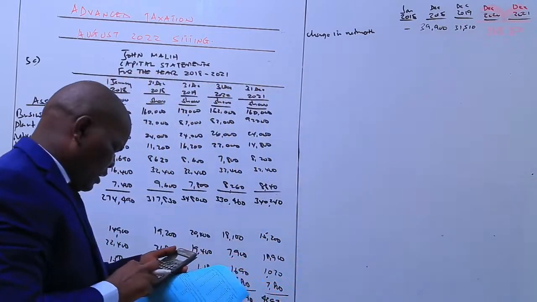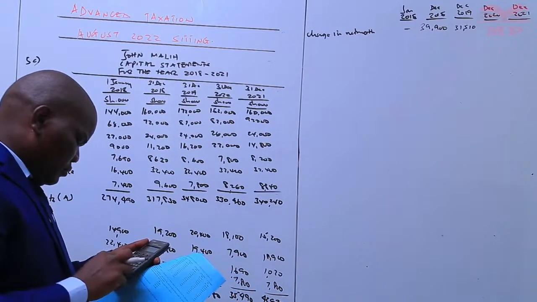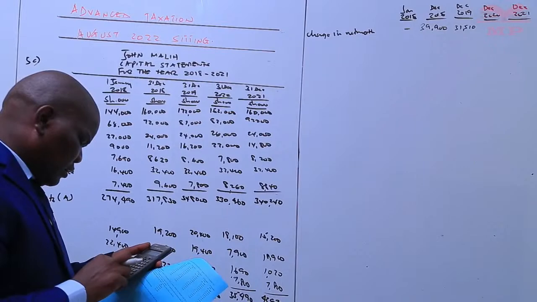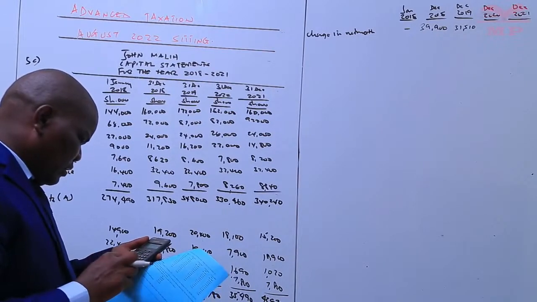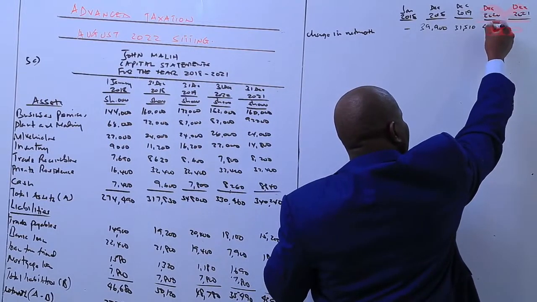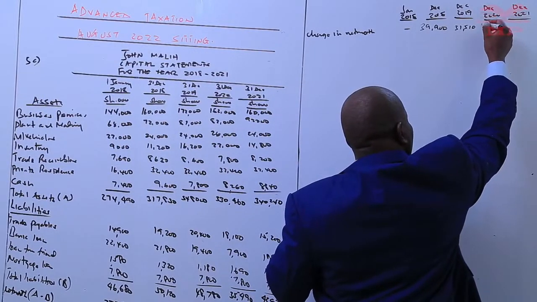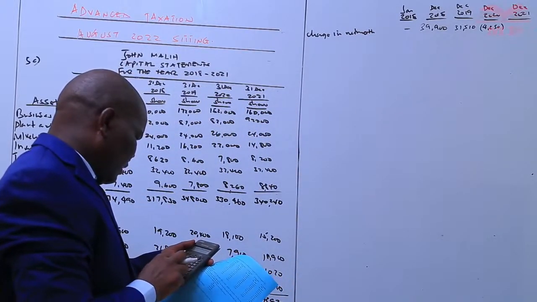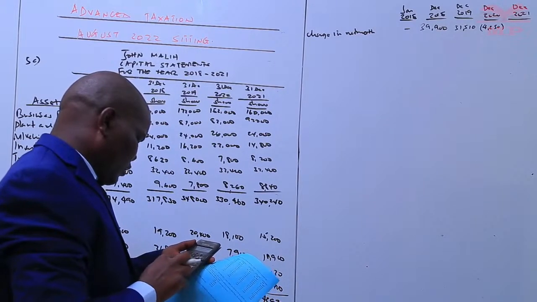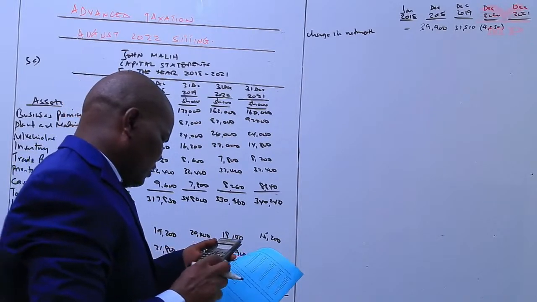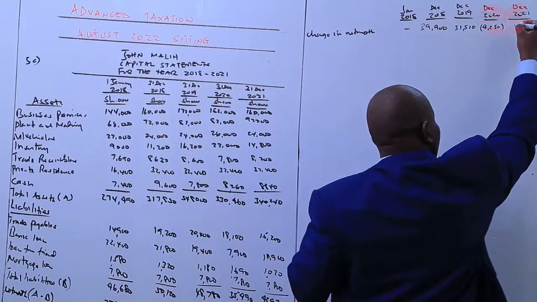2020 will be 294,970 minus 299,020. I get negative 4,250. 4,250, but negative. And lastly, we have 297,320 less 294,970. I get 2,350 positive.